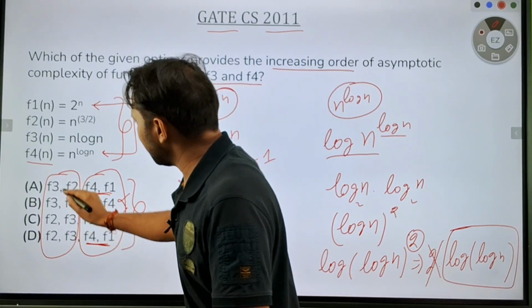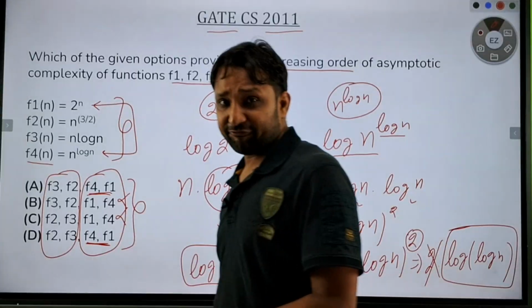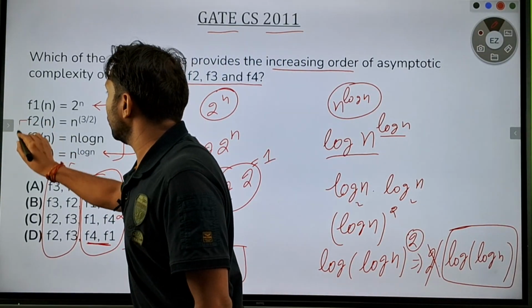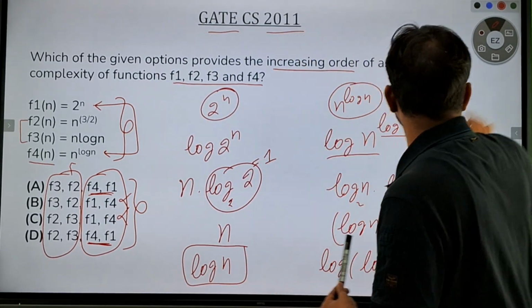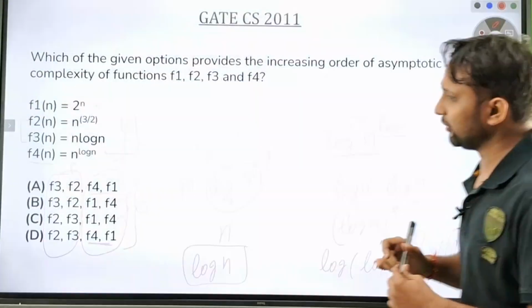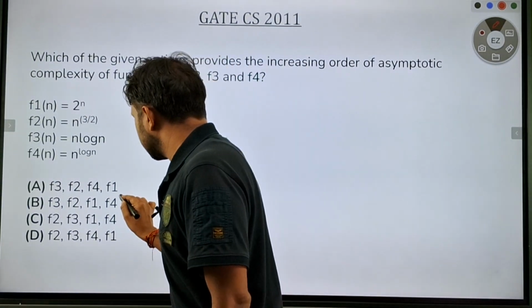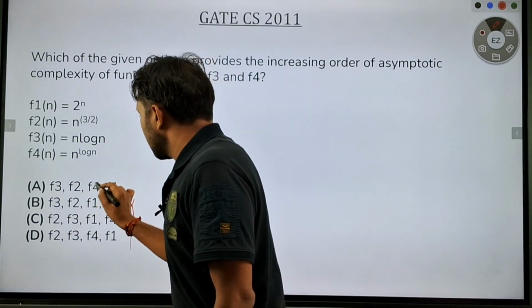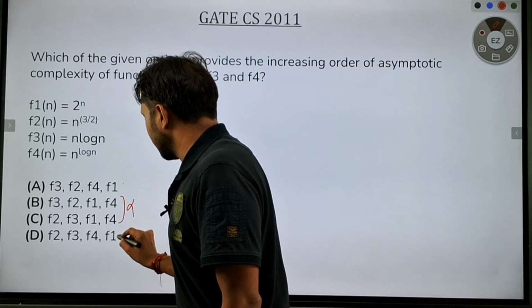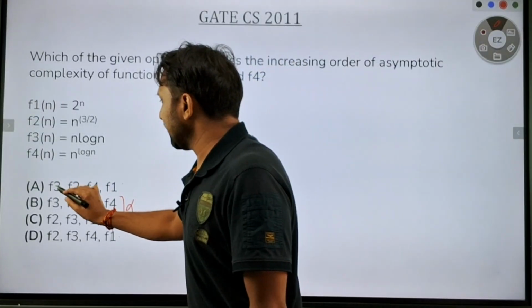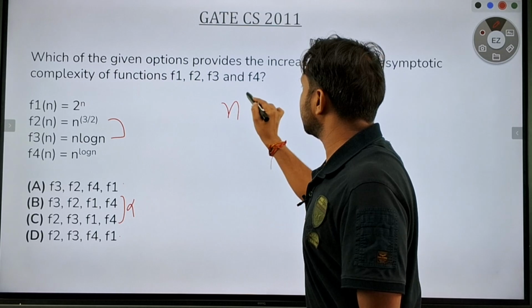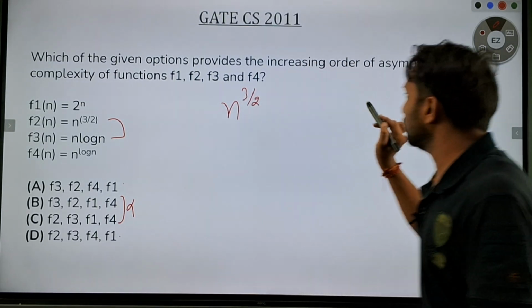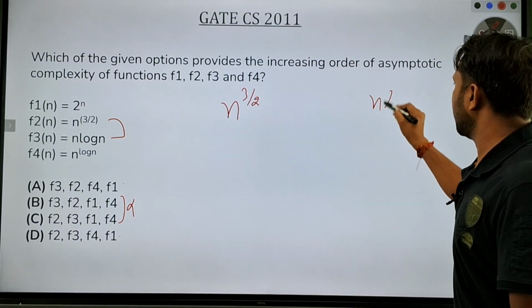Now we can compare f2 and f3. Let me erase everything over here. We know that either these two options are out, and either this is correct or this is correct. Now I'm comparing f2 and f3. f2 and f3, let me write over here. This is n power 3 by 2 and this is n log n.